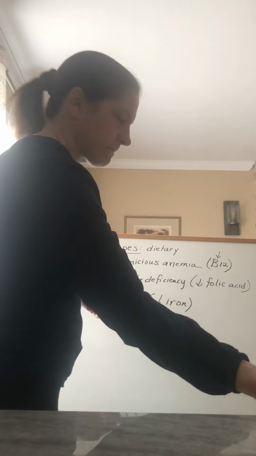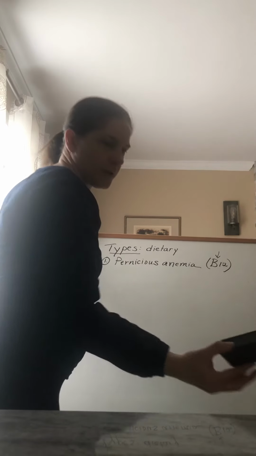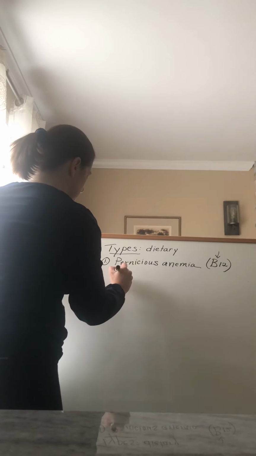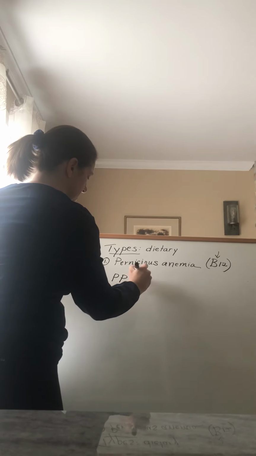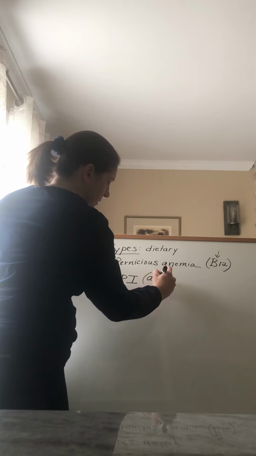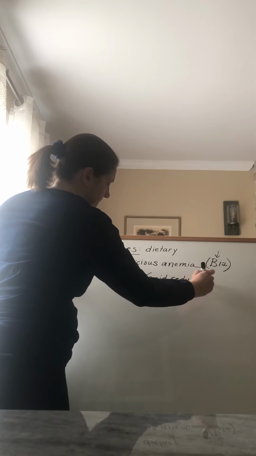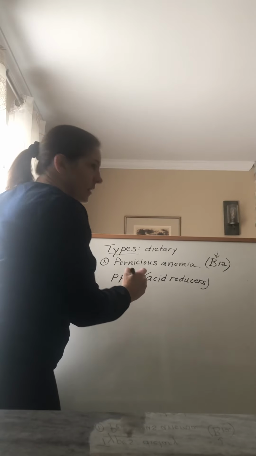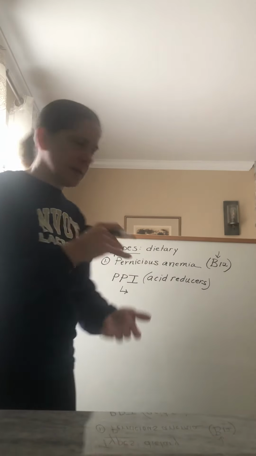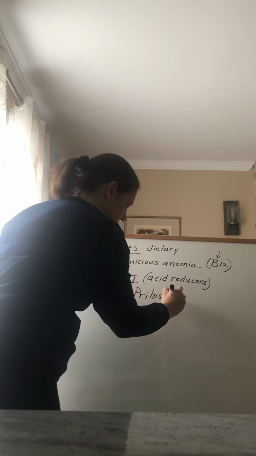So let me just talk about what a PPI is very quickly. PPI is a proton pump inhibitor. On the street, we call these acid reducers. A commercial example would be Prilosec, which is a PPI.